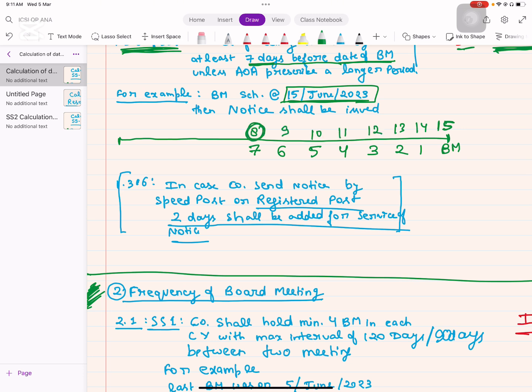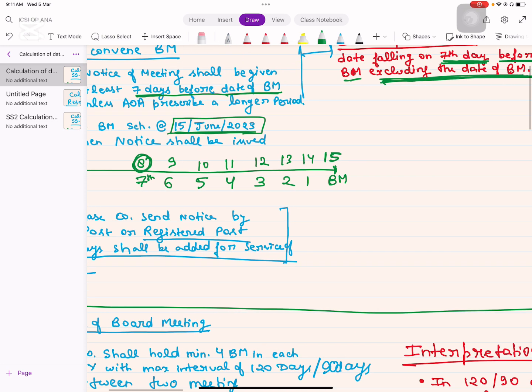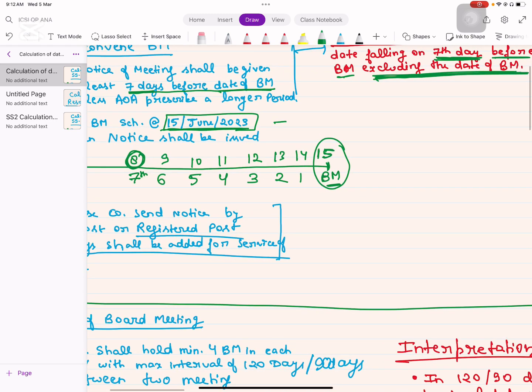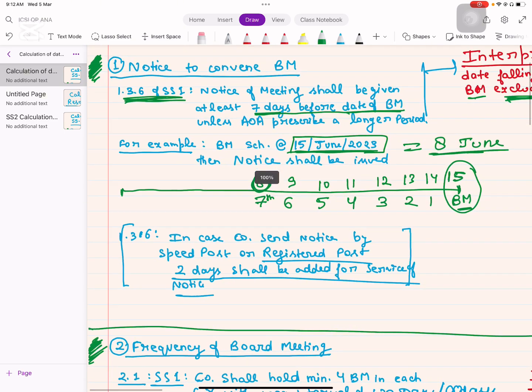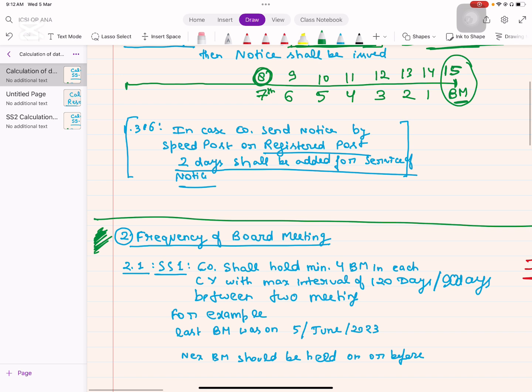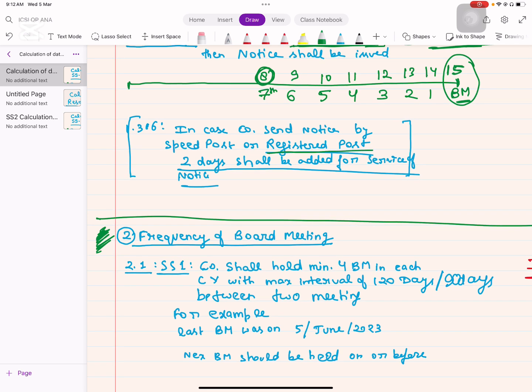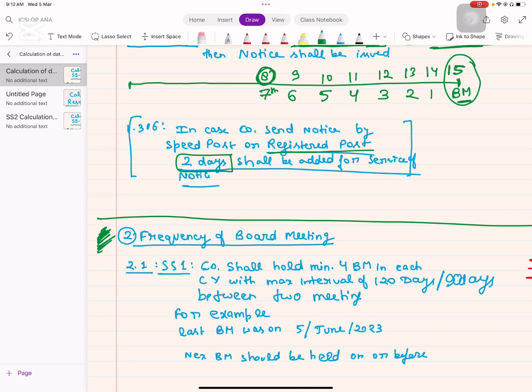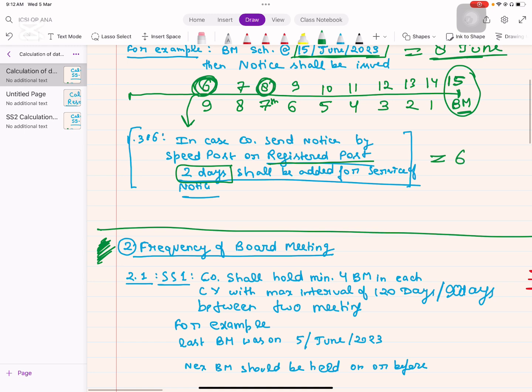Now this 8th June is our answer because this is the 7th day, because this is the date falling on 7th day before the date of board meeting excluding the date of board meeting. So our answer is 8th June. Now that is how I calculate the notice to convene board meeting. This is the easiest method I have come up with. Now in case the notice is sent by registered post or speed post, 2 days shall be added. If we add 2 days, 8, 7, 6. Now 6 is our new answer in this case. In this case our answer is 6th June.